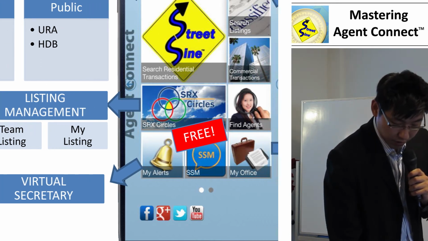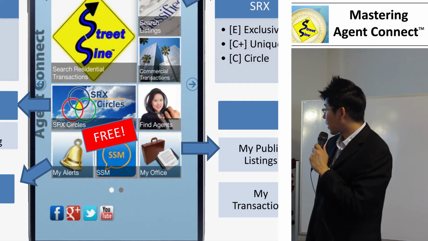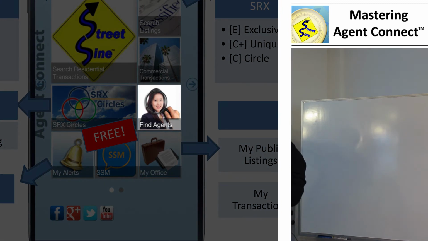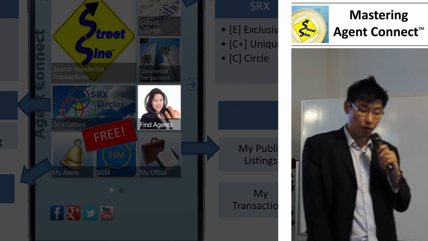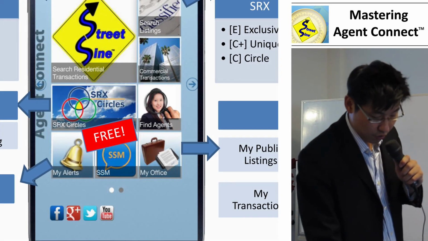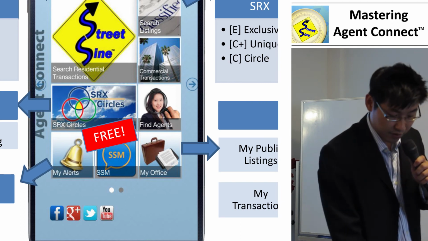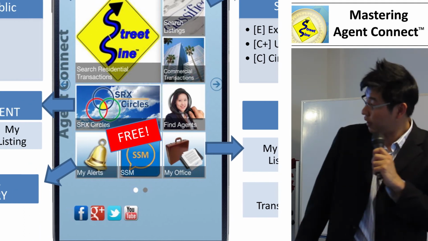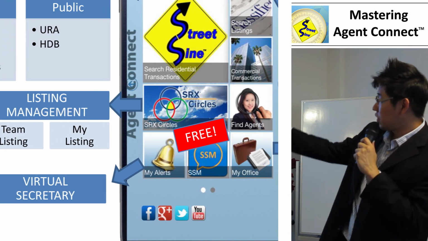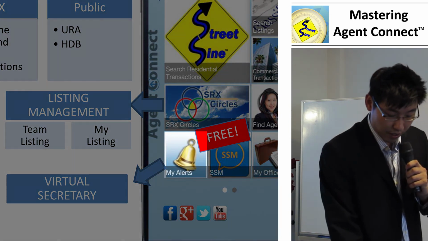The next one is Find Agent. You can look at this and find other agents that you're co-broking with. Know your enemy, know yourself, know who you're dealing with. 100 battles, 100 wins.